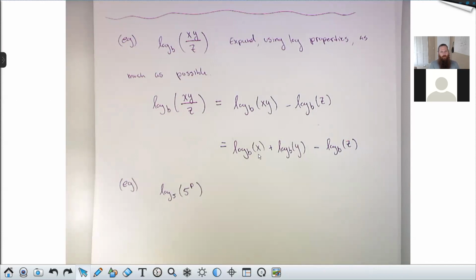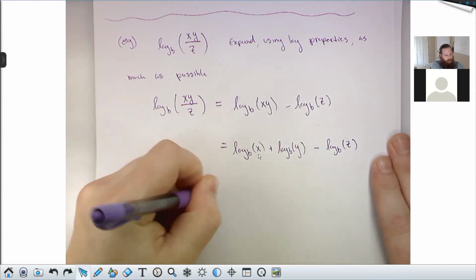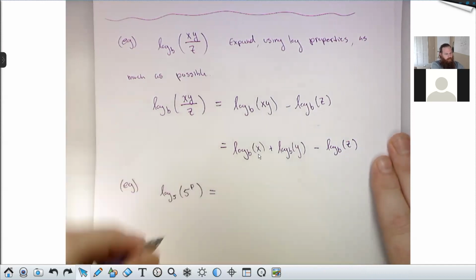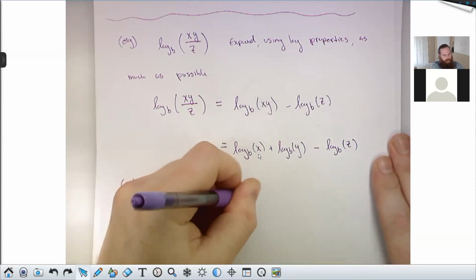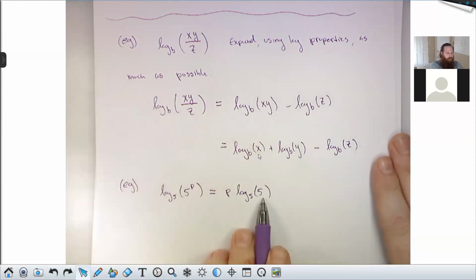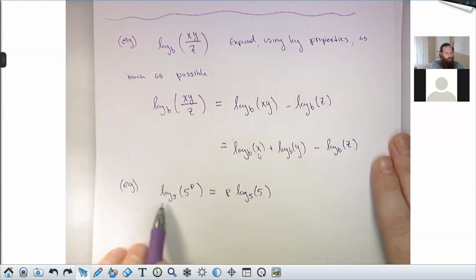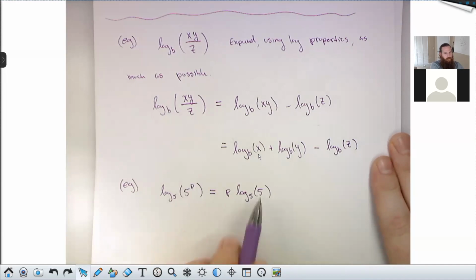Which one of the rules can I use here? Yeah, that rule for powers, right? If you have a base b log of anything to any power here, as long as everything inside the logarithm is being raised to that power, you can bring the power down front. So this is p times the base 5 log of 5. And even if this wasn't a 5, I could have done that, right? Even if this was the base 5 log of x to the p, I would have had p times the base 5 log of x.